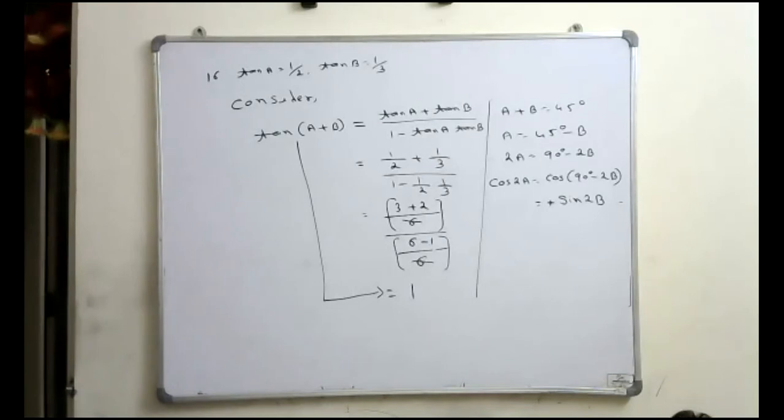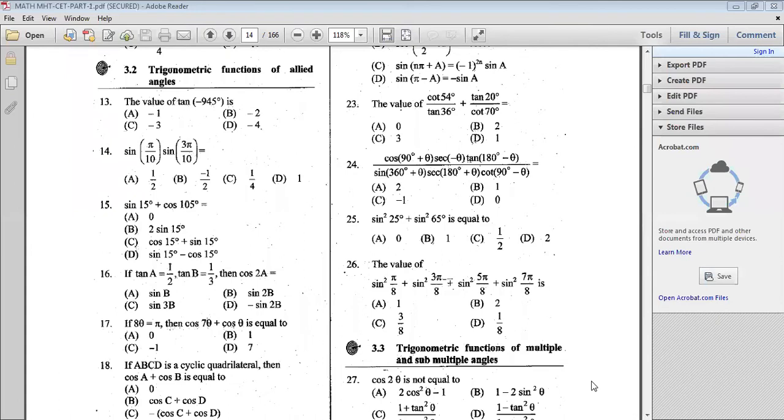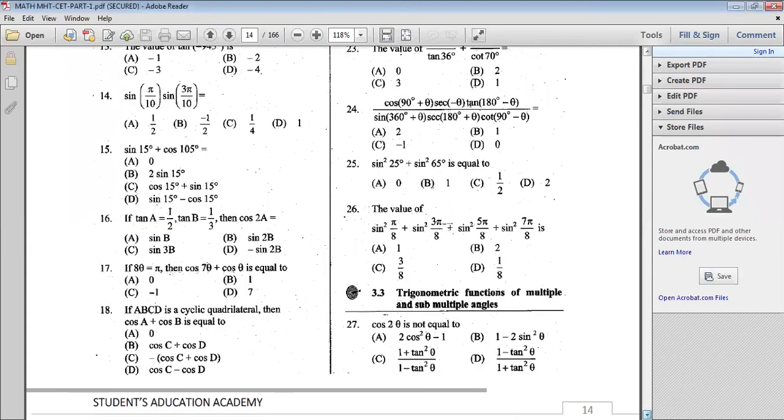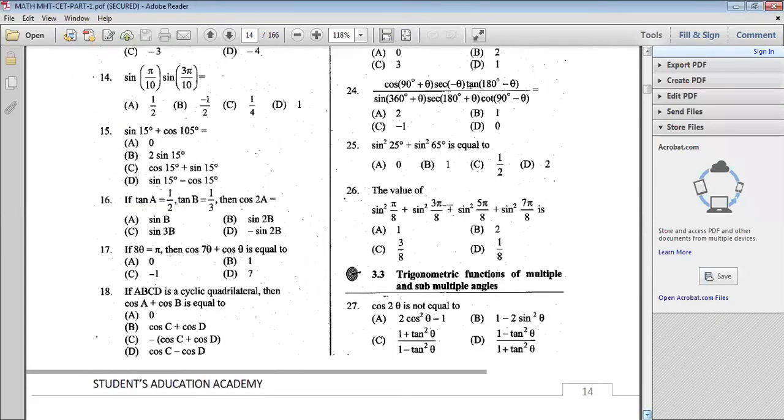Let's look at the next problem. Observe problem number 17. It is given that 8 theta is equal to pi. Then what is the value of cos 7 theta plus cos theta? We have to find it.